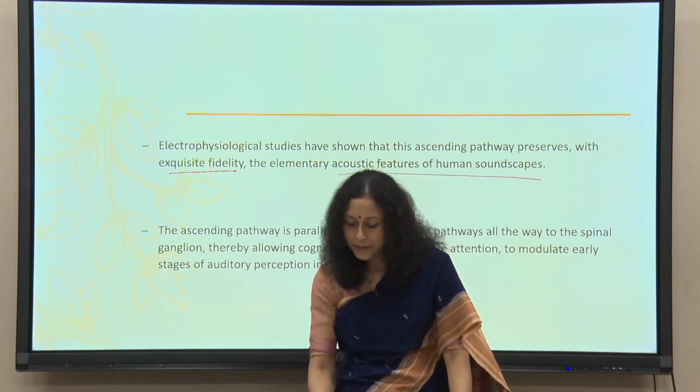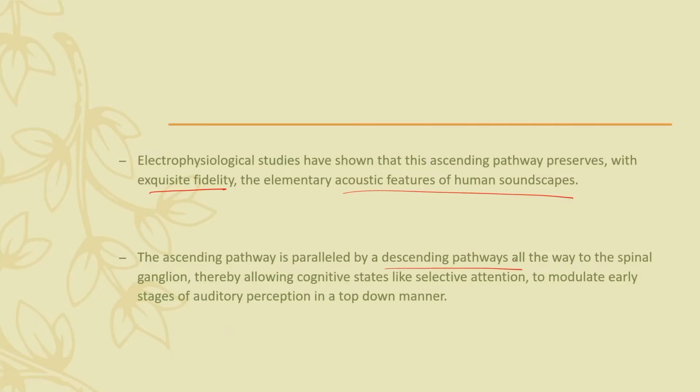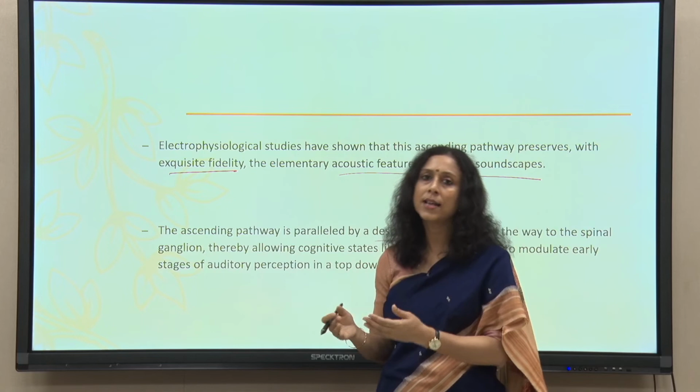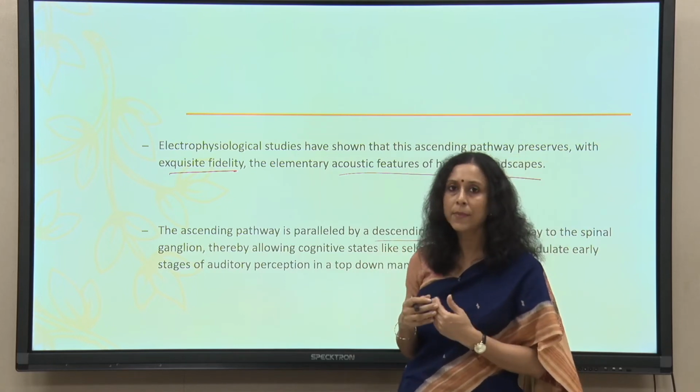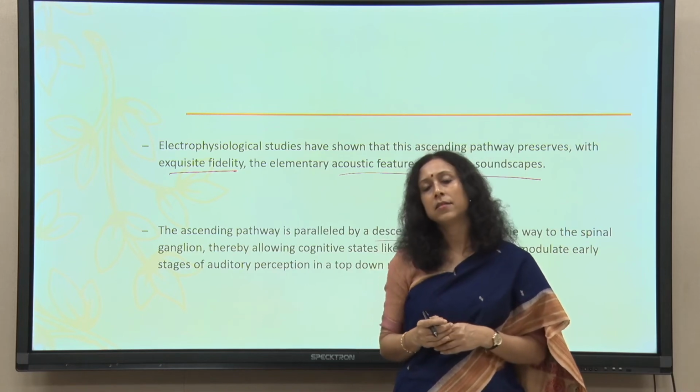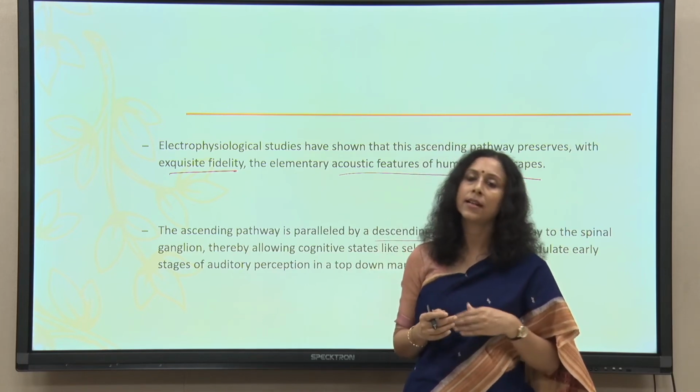The ascending pathway is paralleled by a descending pathway all the way to the spinal ganglion, thereby allowing cognitive states like selective attention. Most of the processes, whether visual or auditory, involve two-way traffic. One is the bottom up processing, which is dependent on the stimulus. As we hear the sounds, the ear picks them up and takes them in, and the signals travel to the cortical region and get processed.